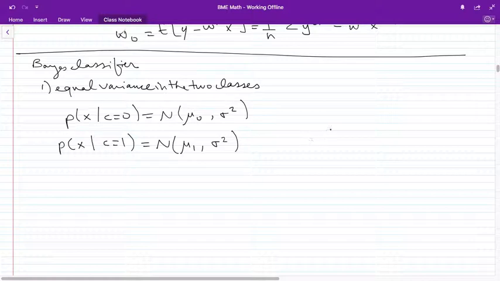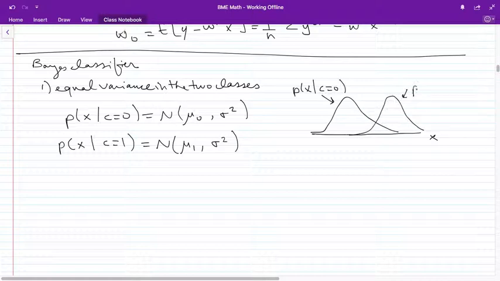So what does this mean? When I have some input X, say the height of the individual, we have some distribution when it is class 0, and I have another distribution when it is class 1.